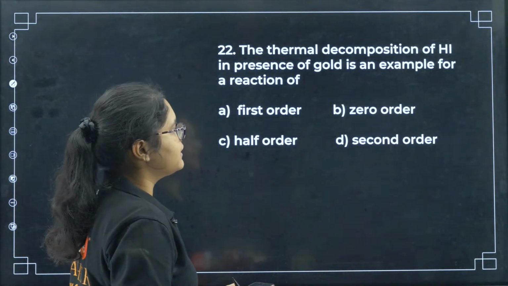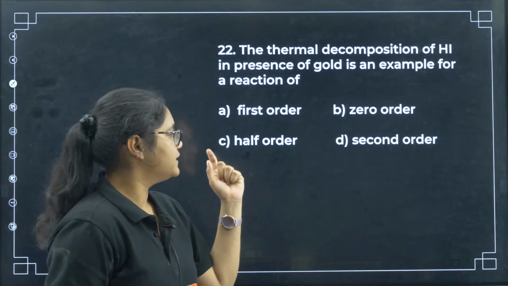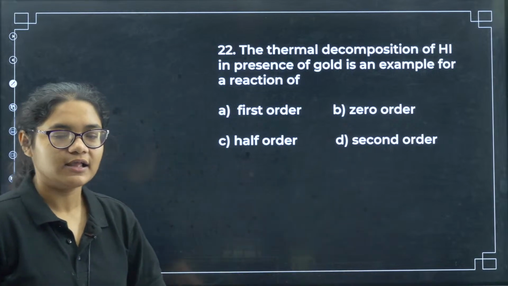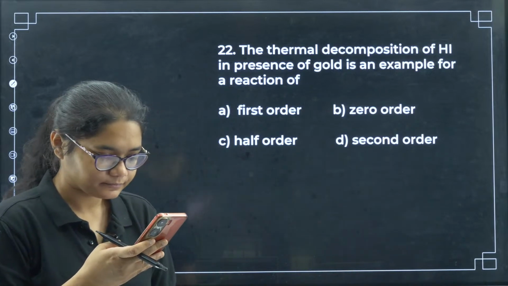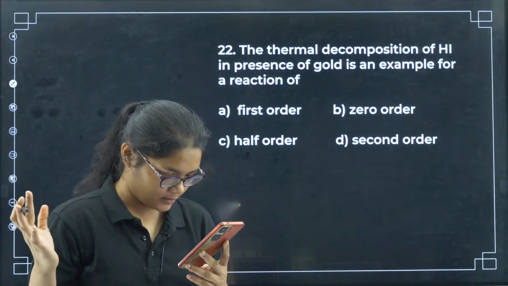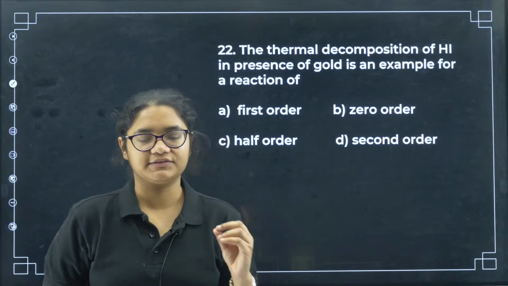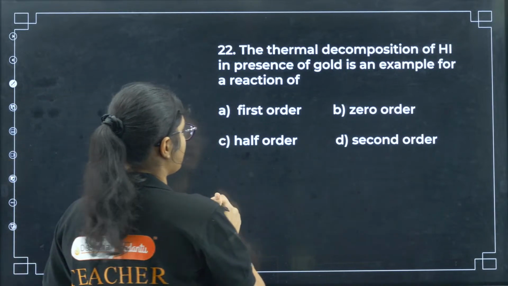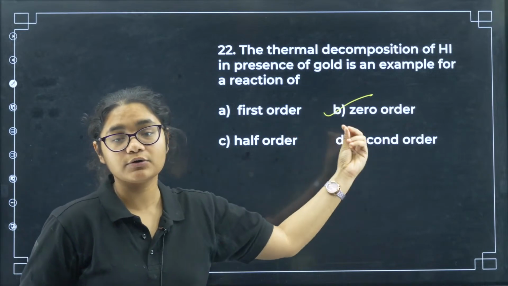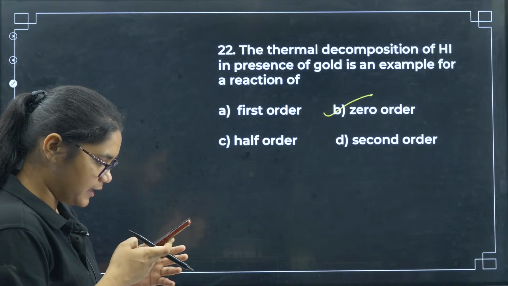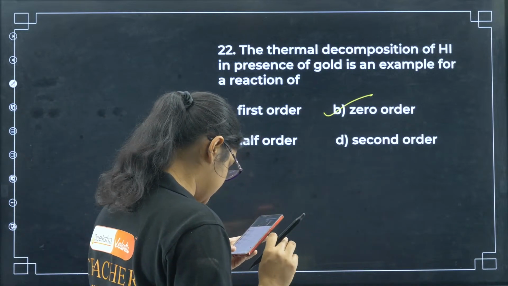Let's move to the next question. The thermal decomposition of HI in the presence of gold is an example of a reaction of. Is it first order, zeroth order, half order or second order? This is also a direct fact based question. You should remember the examples and then attempt it. Sorry, it is a zeroth order reaction. All catalyzed or surface chemistry reactions are zeroth order reactions. I didn't find anyone giving the correct answer here, so please remember it is a zeroth order reaction. No, A is wrong, students.